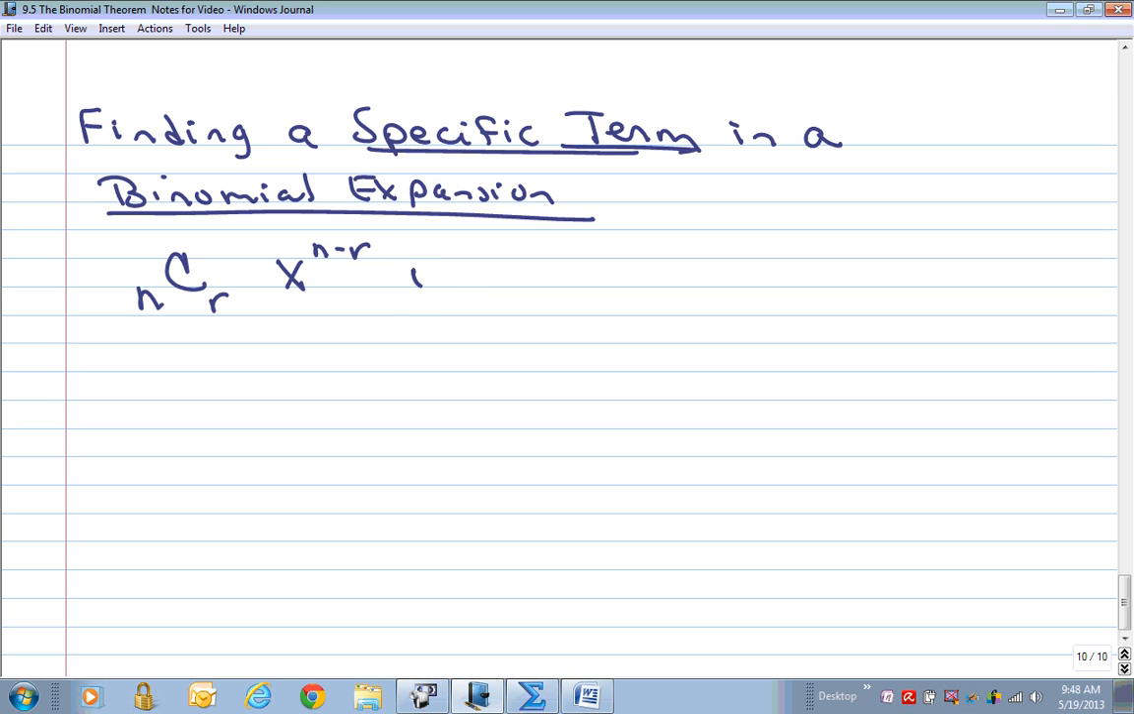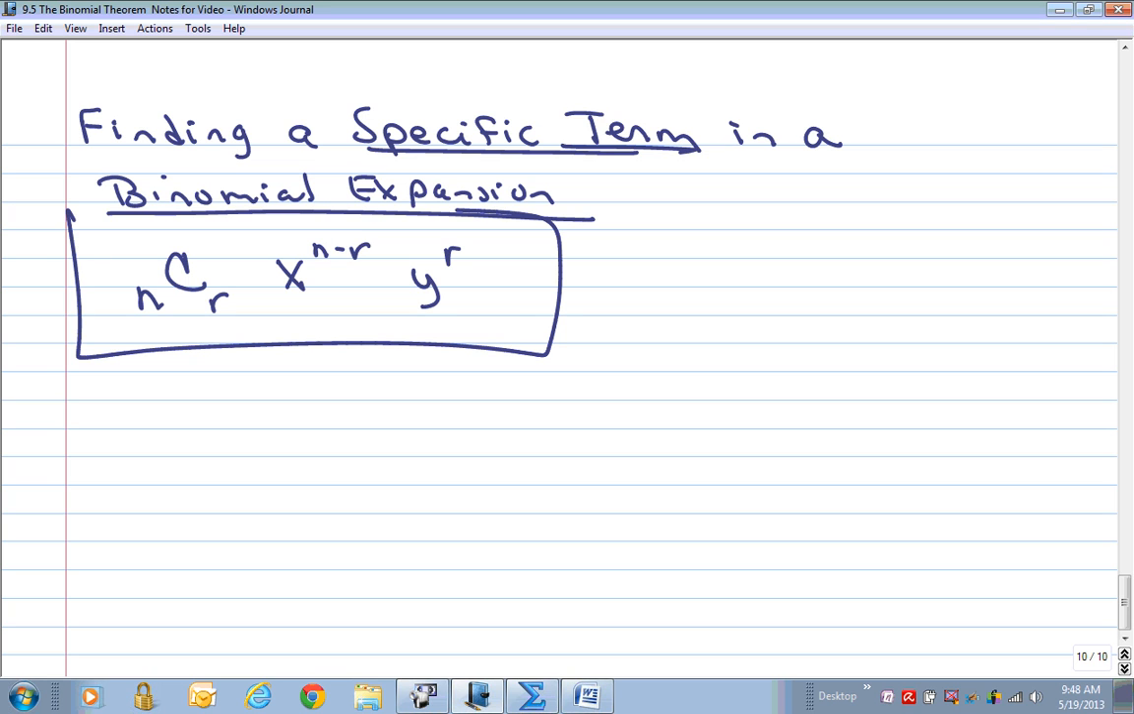And we would take the y term and raise it to the r power, and that will give us our coefficient, our term value in the whole thing. So remember, n minus r is the power minus the r, but remember our terms all start at 0. So let's take a look at this by example.